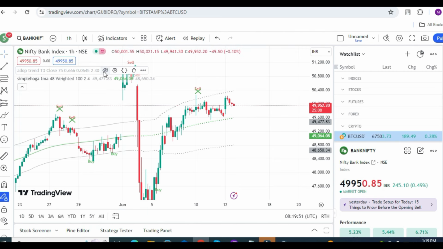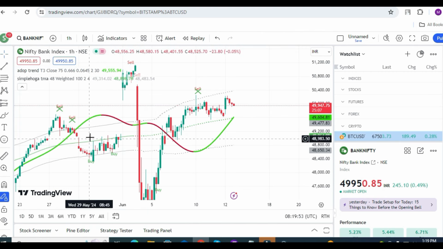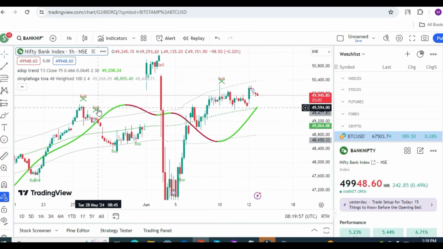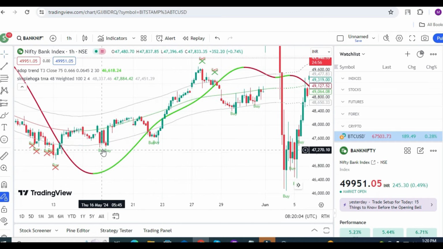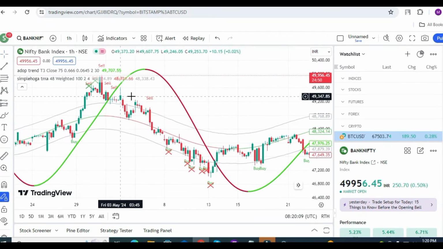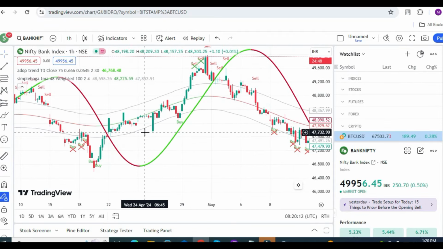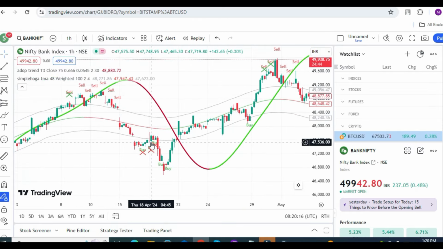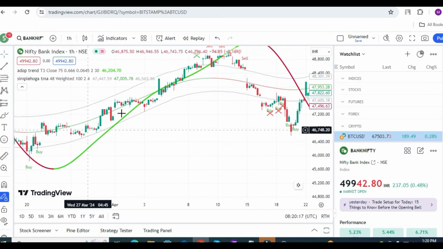What is this one? It gives you the extra confirmation, like you got the sell signal with the cross, so you can go for the sell trade, and you can book your profit here. This is another confirmation trade, and you can see you got amazing results, and you will see amazing results all the time.